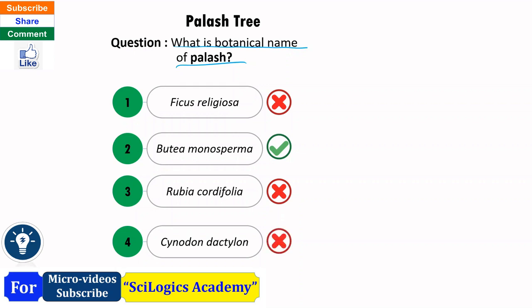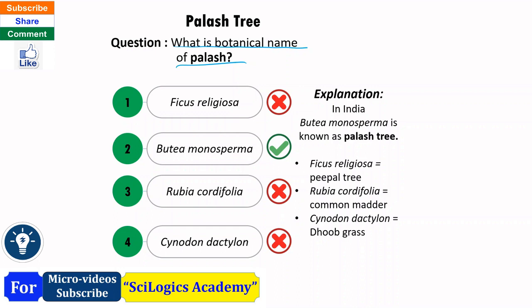Let's see the explanation. In India, Butea monosperma is known as the Palash tree. Ficus religiosa is known as the peepal tree. Rubia cordifolia is nothing but common madder. Cynodon dactylon is known as dub grass.